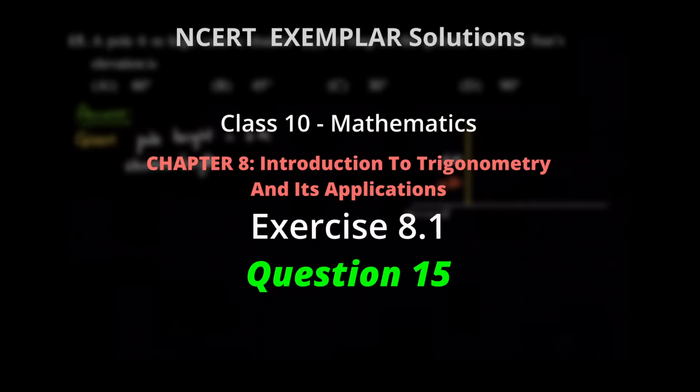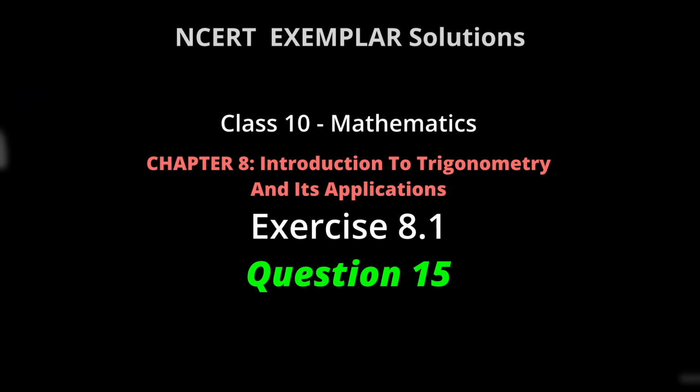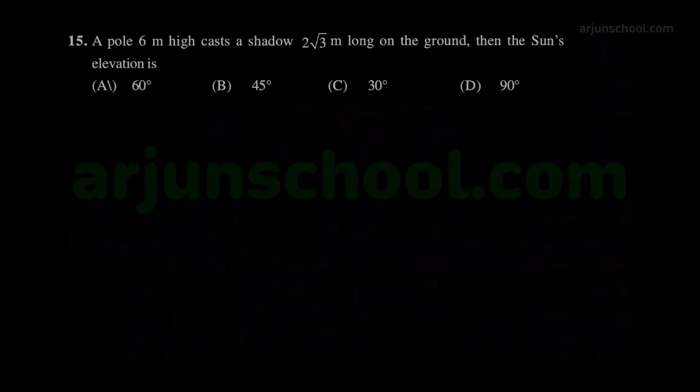NCERT Exemplar Solutions, Class 10, Maths, Chapter 8, Exercise 8.1, Multiple Choice Question 15. A pole 6 meters high casts a shadow 2 times root 3 meters long on the ground. Then the sun's elevation is option A 60 degrees, option B 45 degrees, option C 30 degrees, or option D 90 degrees. Let us find the answer.